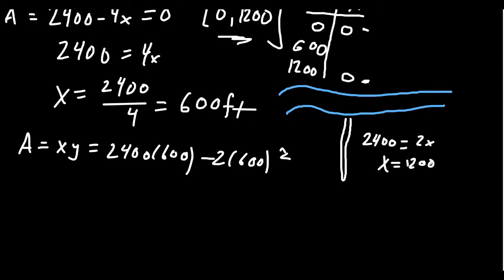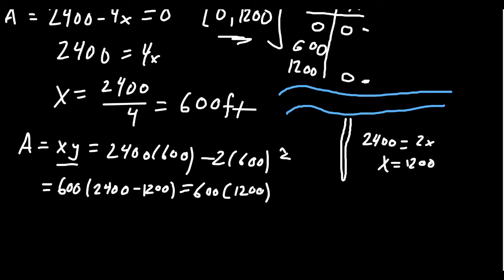On the other hand, if we just think of the x and y situation, if x is 600, what is y going to be? Well, like we saw before, y was equal to 2400 minus 2x, which is 1200. You end up with 600 times 1200. Whichever one you do, these are going to be the same thing. You're going to end up with 720,000 square feet. I never mentioned this here, but we were looking for area, so these are all square feet.